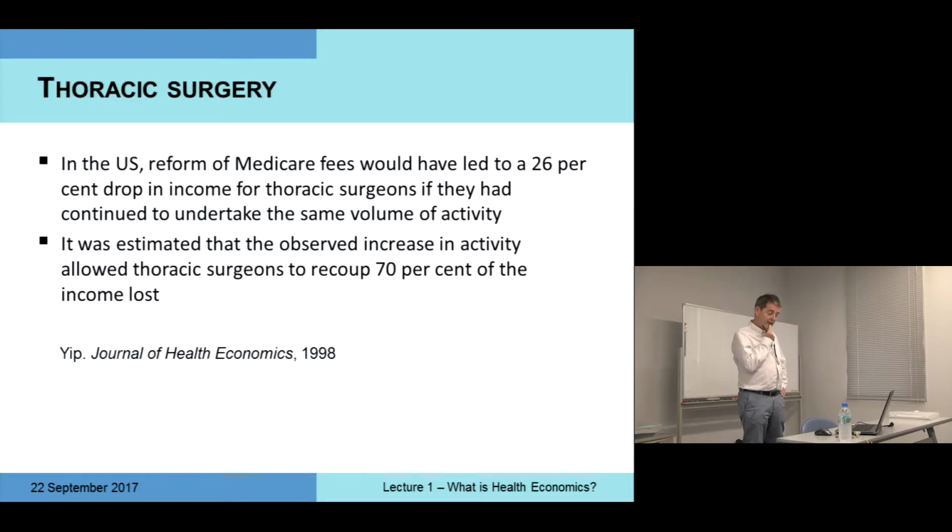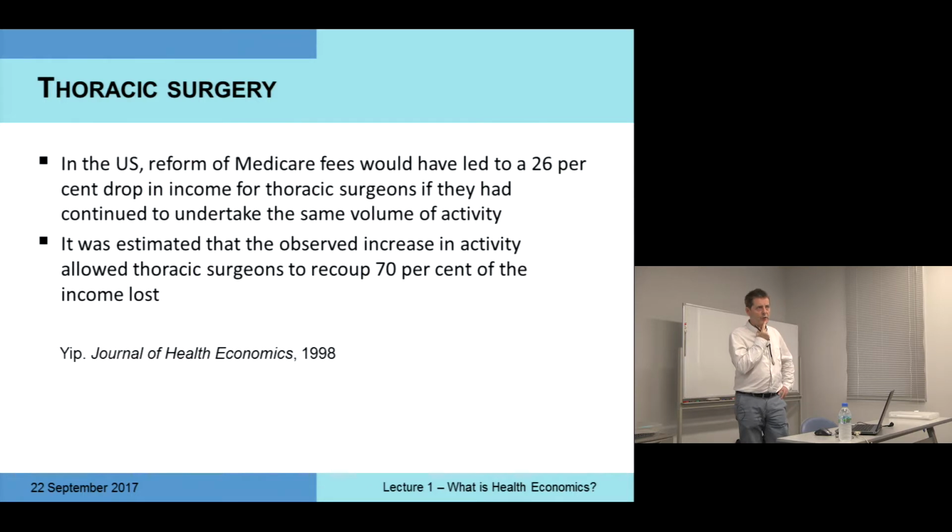Another example, this is again in the US, thoracic surgery. Now, there's a big federal healthcare program, Medicare, which is for the elderly. I think currently still defined as over 65s, although whether that's due for a reconsideration, I don't know. But Medicare is a federal, essentially, insurance program to cover the costs of a lot of the care of the elderly. And from time to time, they change the fees that they're willing to pay. And at one point, there was a reform of Medicare fees, which would have led to a 26% drop in the income of thoracic surgeons if they'd continued doing the same volume of activity.